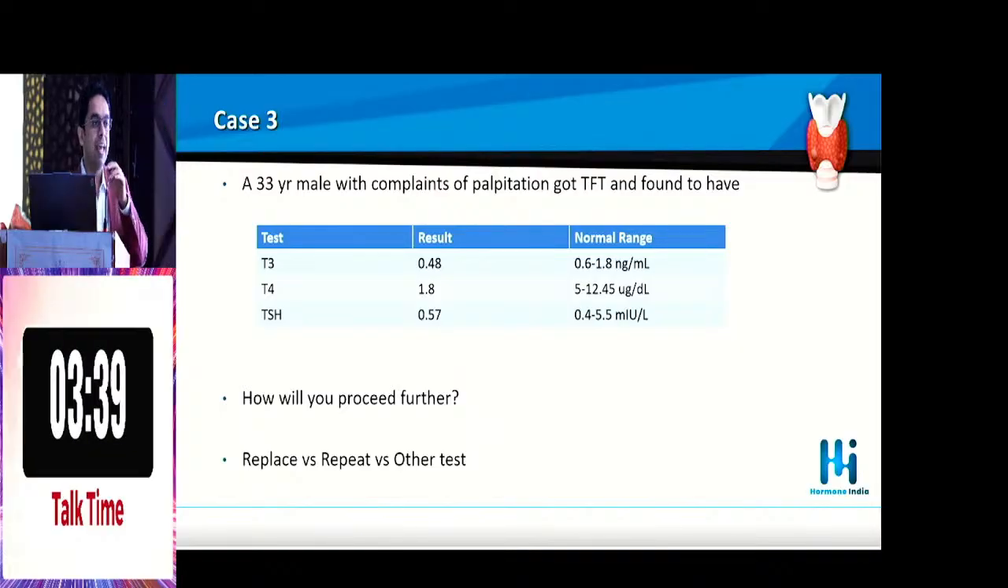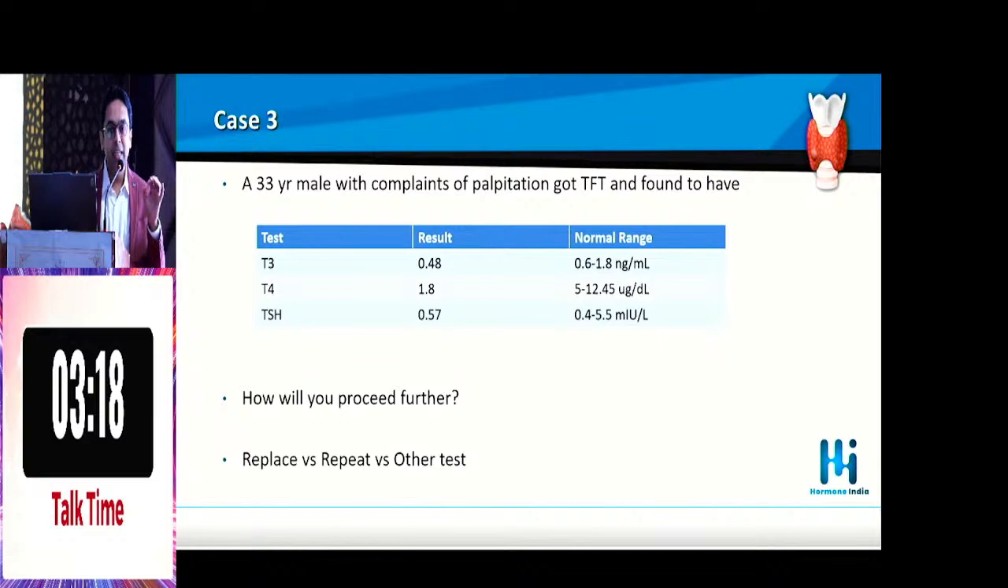Anybody? What's the diagnosis? Let's sort it. History, we have palpitation. What's the diagnosis? Hyperthyroid. How many are with hyperthyroid? Raise your hands. See, basic concept, when I showed you, take the picture, T3, T4 should be high. Then you would say that this patient is having hyperthyroid.